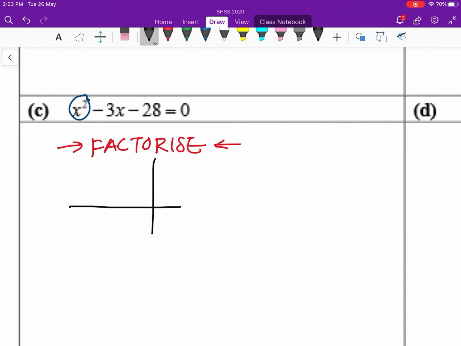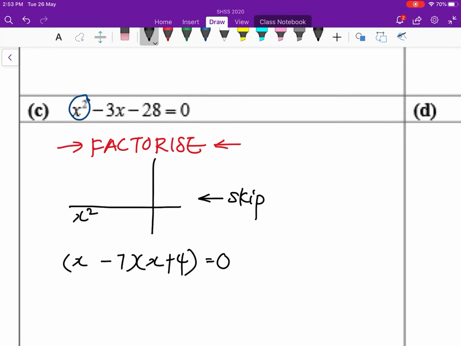Okay, but for those who know how to use the two brackets without using the cross method, please go ahead. You can just use x and x, 7 and 4. Minus 3 is minus 7 plus 4. Okay, so if you want to skip this step, you're allowed to skip this step. If you're able to do the two brackets factorization quickly without this cross factorization, fine. You can just go ahead and do it.